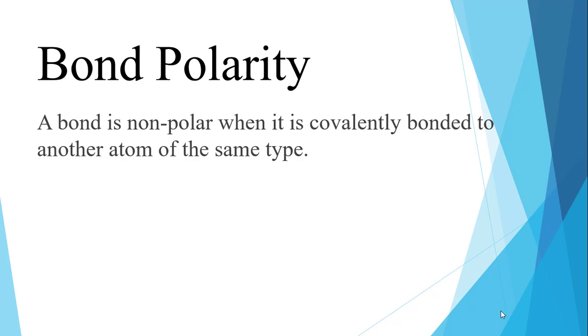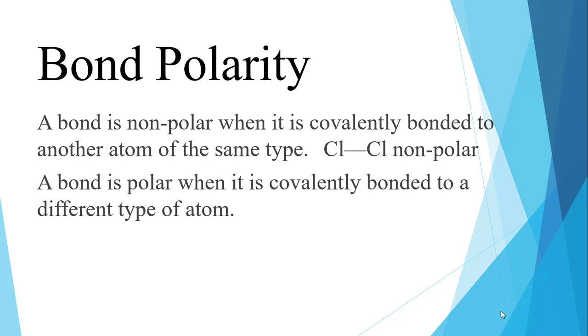If an element is bonded to itself, then you have a nonpolar bond. An example would be chlorine, which is a diatomic element. Since the Cl and the Cl have the same electronegativity, it is by definition nonpolar. However, if an element is covalently bonded to a different type of atom, it is polar. An example is oxygen bonded to hydrogen.